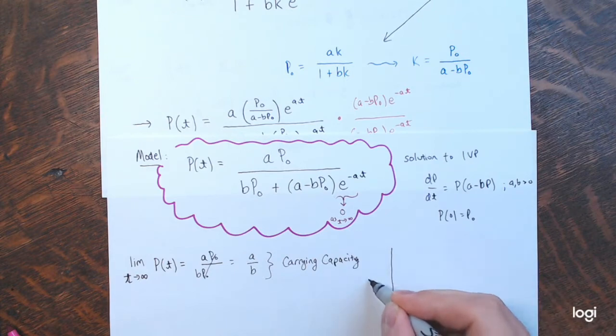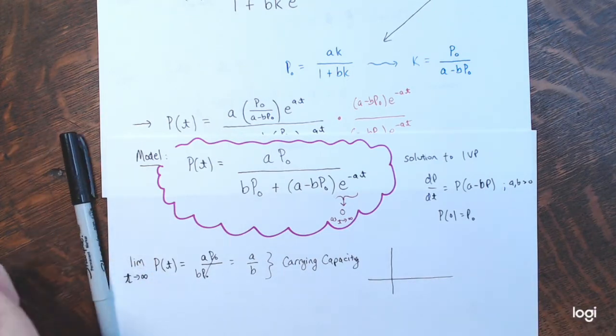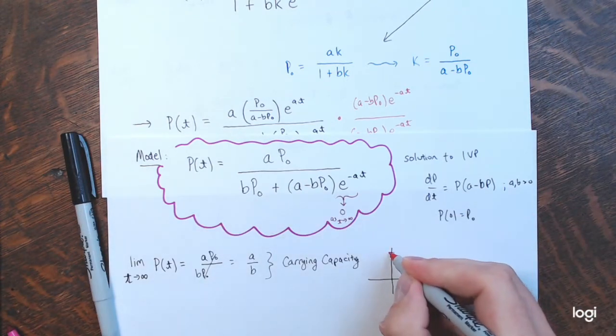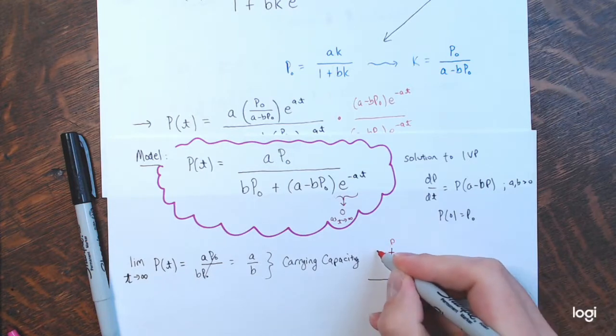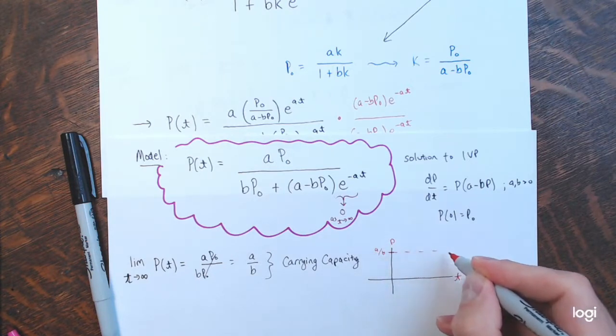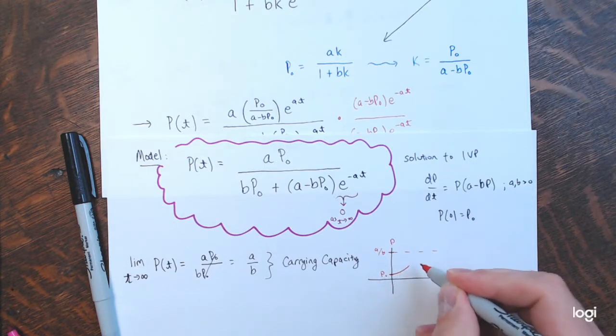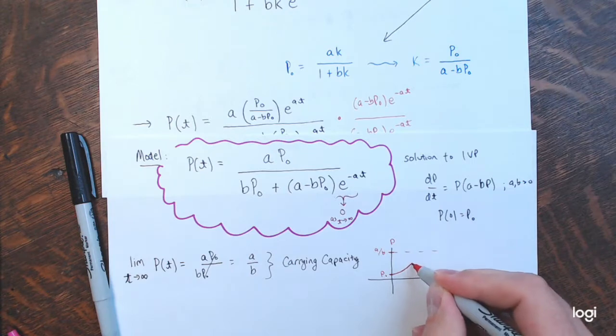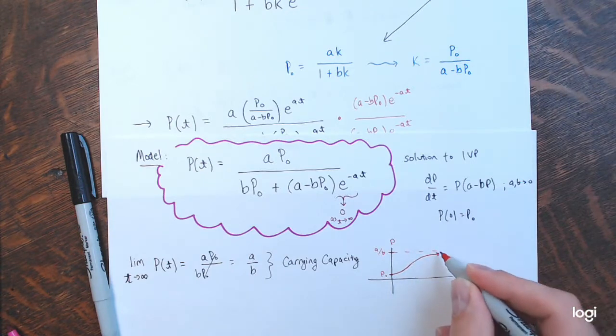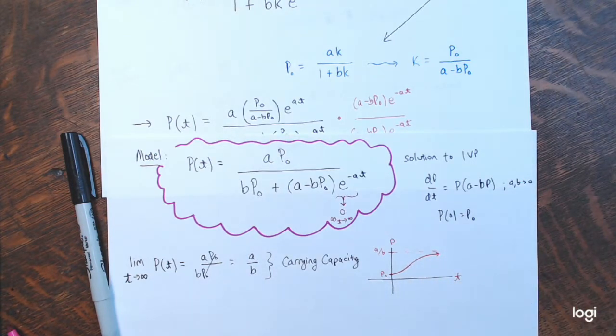This is going to have a graph looking like this. Again, this is p, this is t, and I had this up earlier. Here's a over b, and the population will start at p sub 0, grow quickly early on, and then start growing more slowly, tapering off and leveling off, approaching a over b as time goes by.